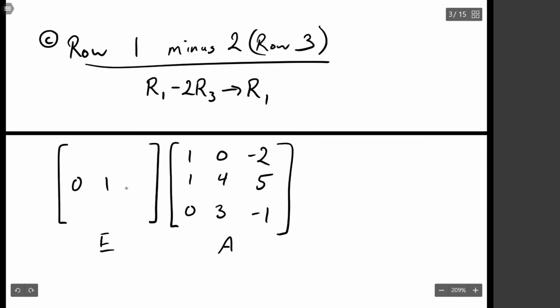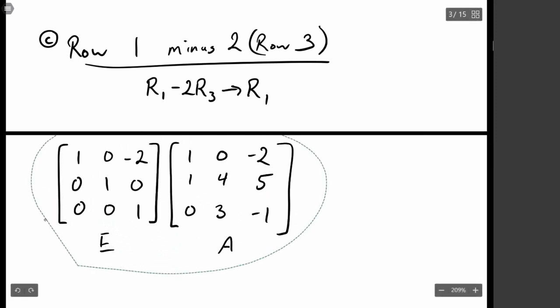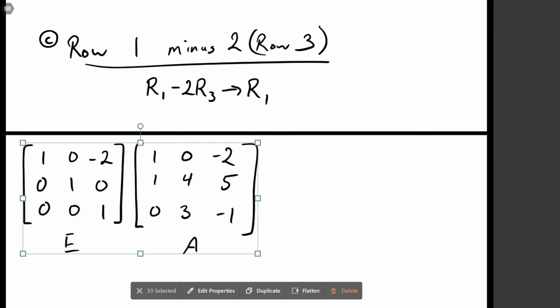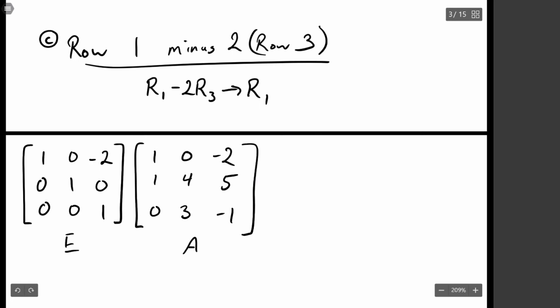We know the last 2 rows don't change. Here we're doing row 1 minus 2 row 3, so that would give us this. Let's move this over a little bit so we have a little more room. This computation will be slightly more interesting. Let's do our usual computation here and see if this really does give us row 1 minus 2 copies of row 3.